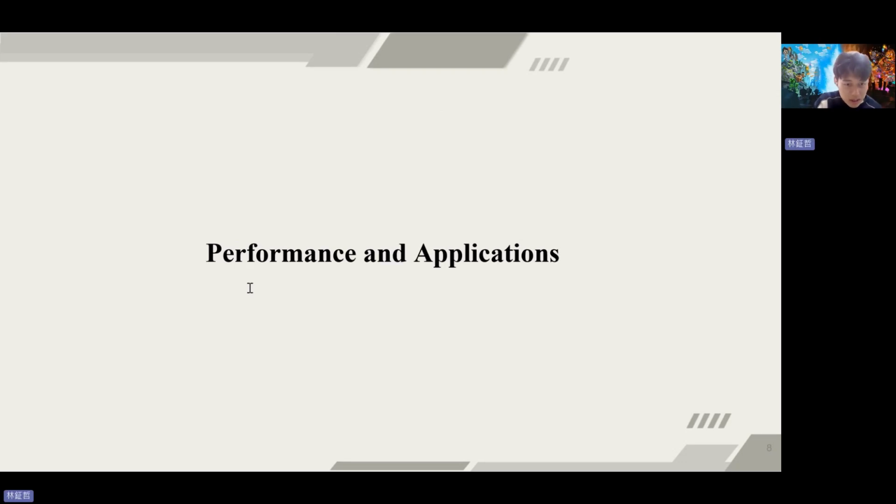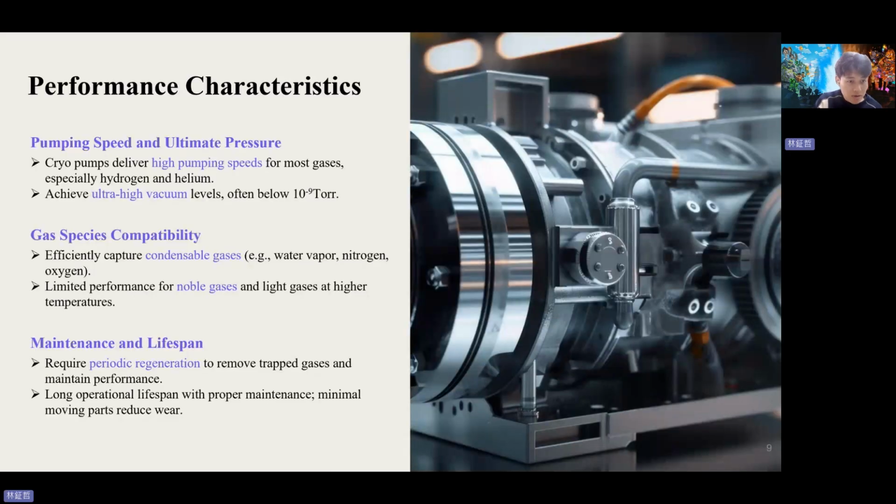Now let's move to the performance and application of cryo pumps. Cryo pumps perform very well in high vacuum systems. They provide high pumping speeds for many gases and can reach ultra-high vacuum, often below 10 to the minus 9 torr. They are especially effective for condensable gases such as water vapor, nitrogen, and oxygen. However, for some very light gases or noble gases, their performance can be weaker if the temperature is not low enough.